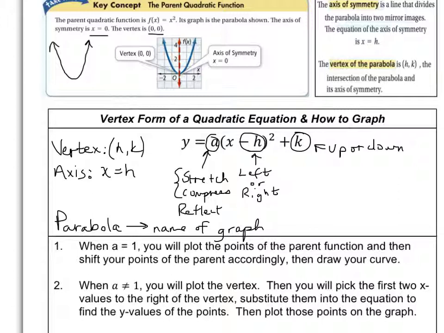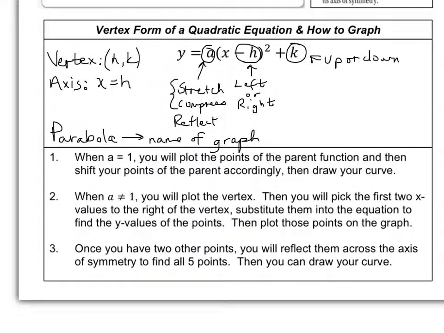Okay. All right, now how are we going to go through and graph these? So when a is 1 in this equation, in other words, you're probably not going to see a number there, what you're going to do is just plot the points of the parent function, and you'll see that in an example that I look at. And then you're going to shift your points accordingly. So you might shift them right 2 and up 3. You plot the points of the parent function, and then you just shift your points, and then you draw your curve. So when a is equal to 1, it's fairly easy, not too horribly complicated.